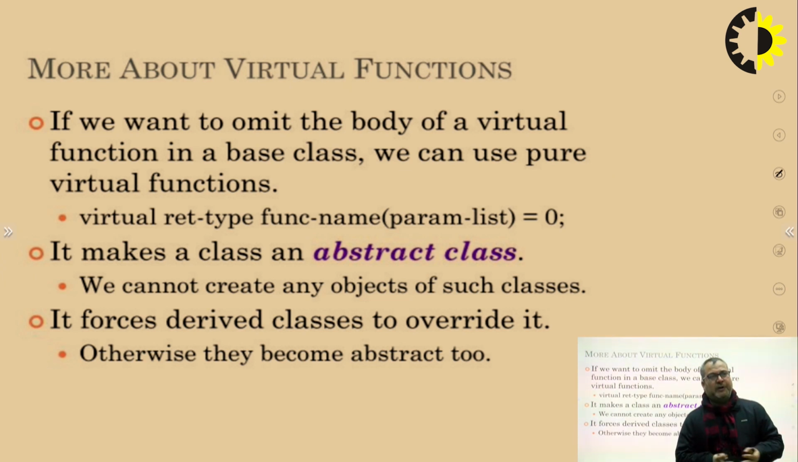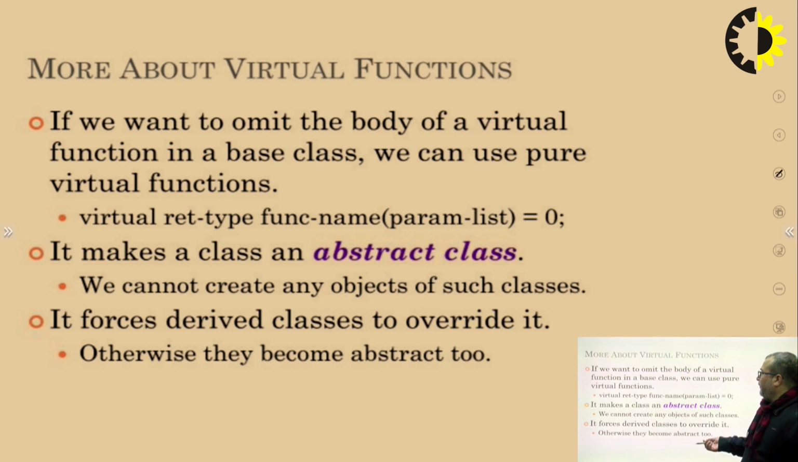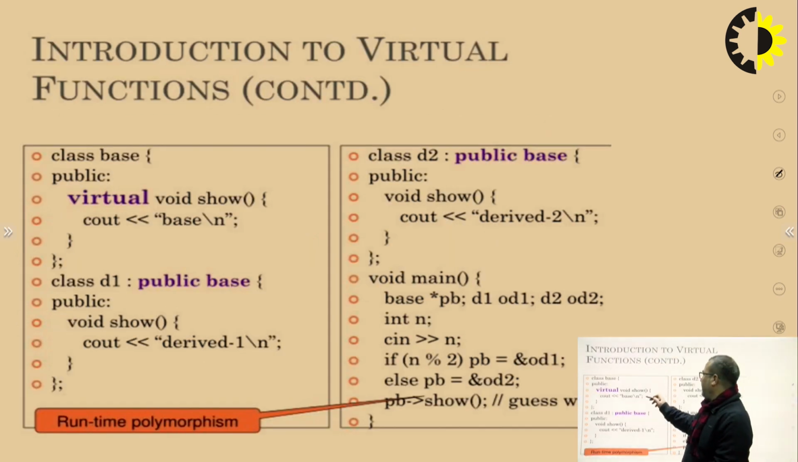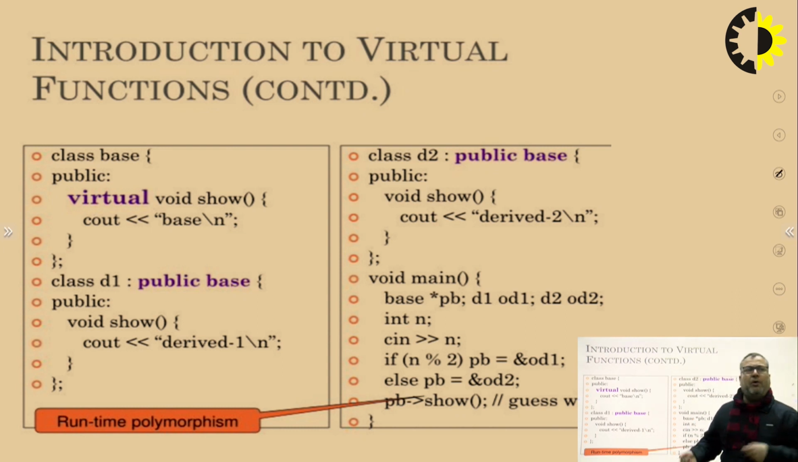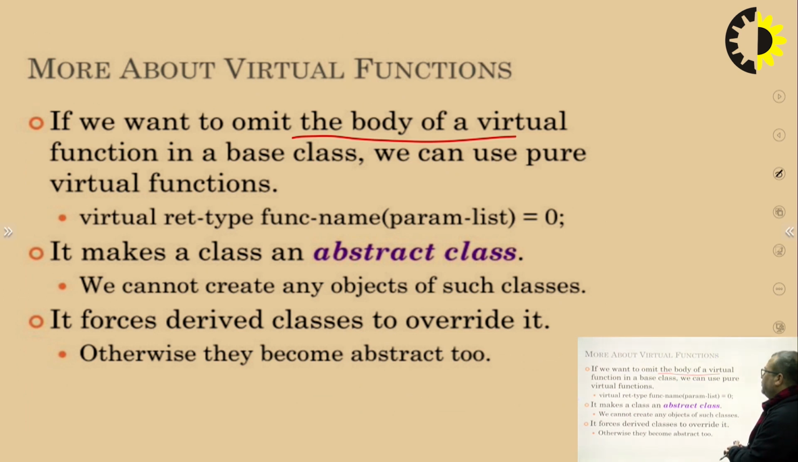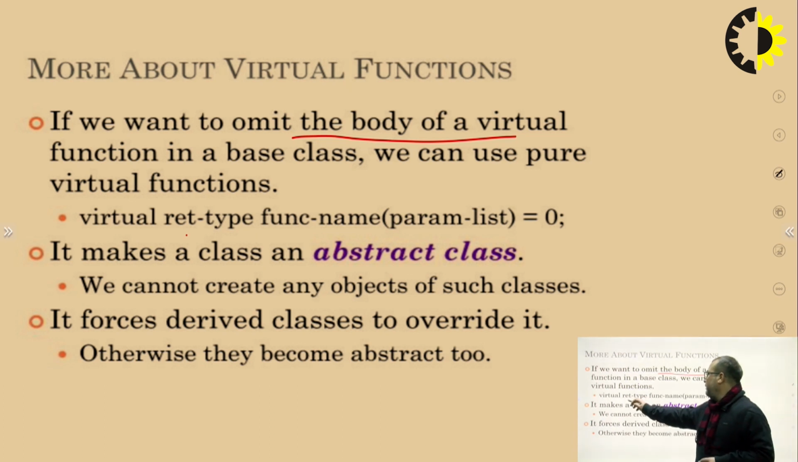So there are virtual functions and pure virtual functions. So what is a pure virtual function? If you want to omit the body of a virtual function in a base class, like we have seen, where we have written a line of code, and you do not want to write anything, just as an abstract class, you can make an abstract class. If you want to omit the body of a function, this is called a pure virtual function, and a pure virtual function means you can write it like this.